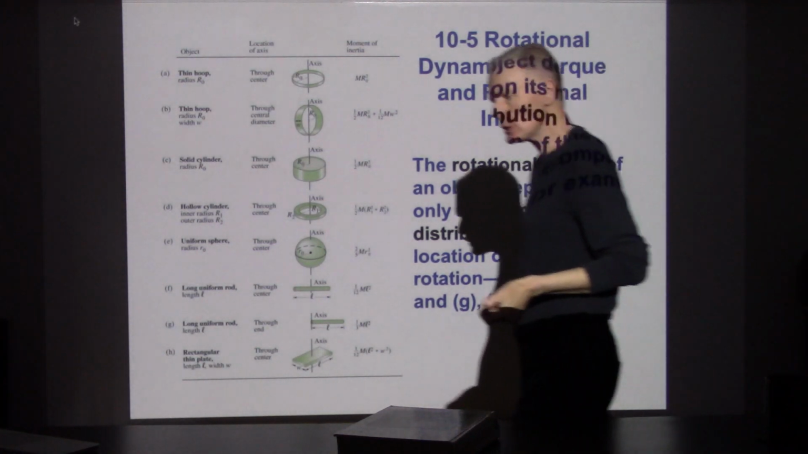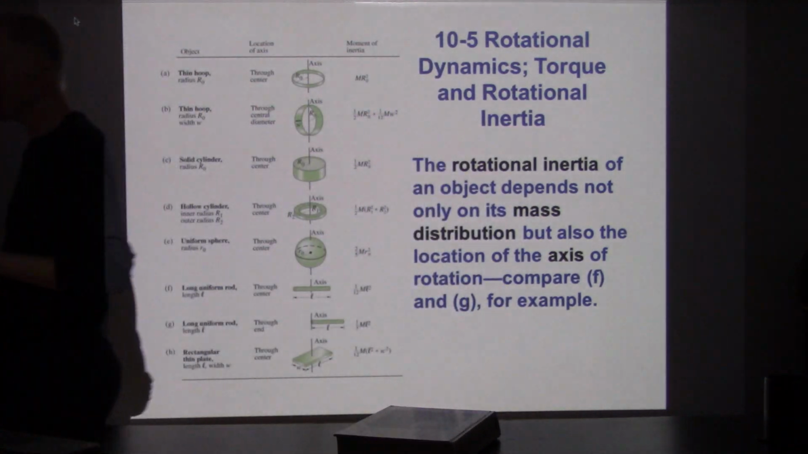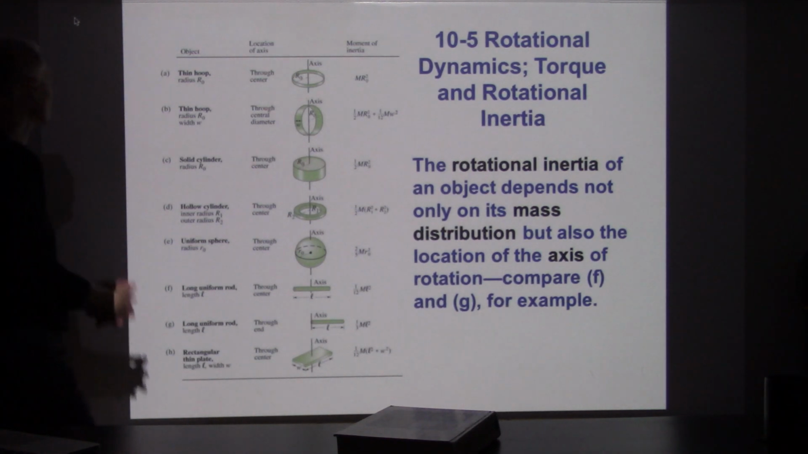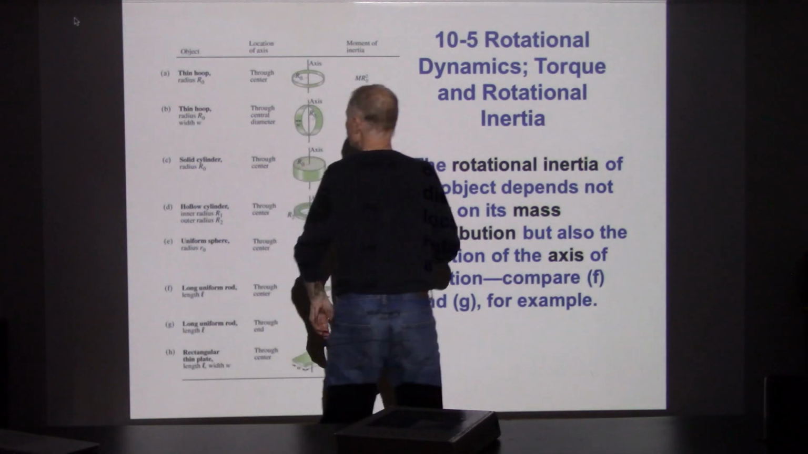So the axis that you pick, or the axis that you're given in a problem, is going to determine how much rotational inertia there is. You can't look at an object and ask how much rotational inertia it has. You first have to ask the question, what is the axis we will use when this object goes into rotation? What axis will it be rotating around?